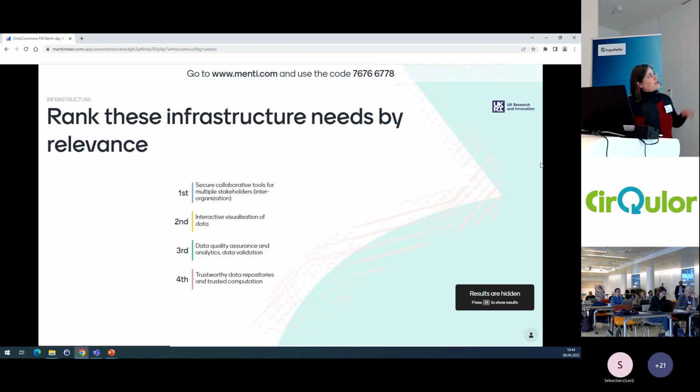So we have a similar question here, but this is another chapter, the chapter on infrastructure. So these are the needs in infrastructure terms. What do you think is most important: secure collaborative tools for multiple stakeholders, inter-organization, interactive visualization of data, data quality assurance and analytics, data validation, so infrastructures for this, or trustworthy data repositories and trusted computation. So one is for collaboration, one is for visualization, one is about quality and validation, and one is about trust.